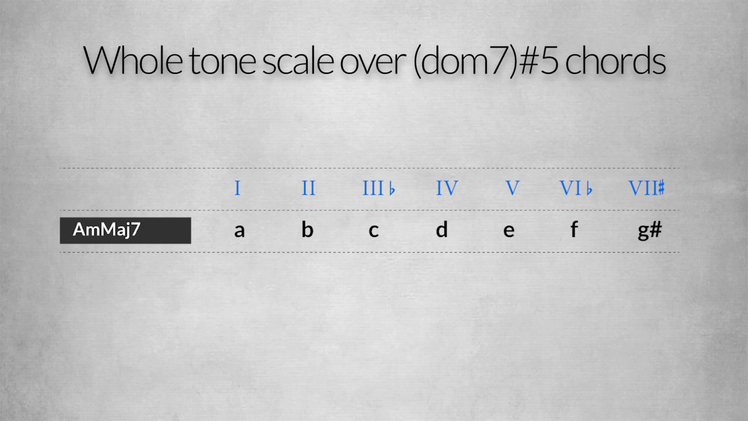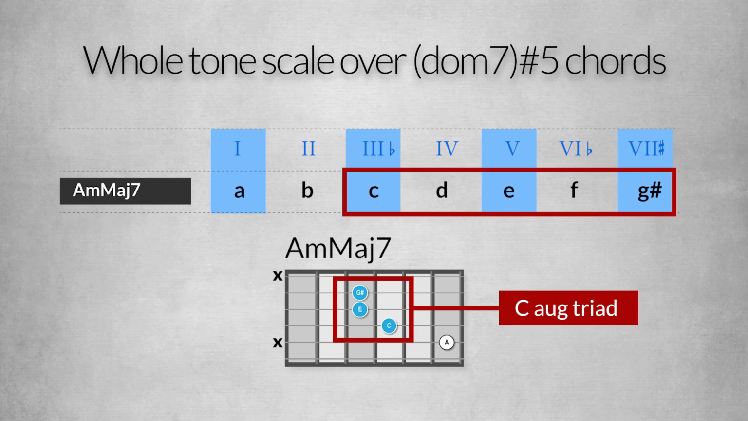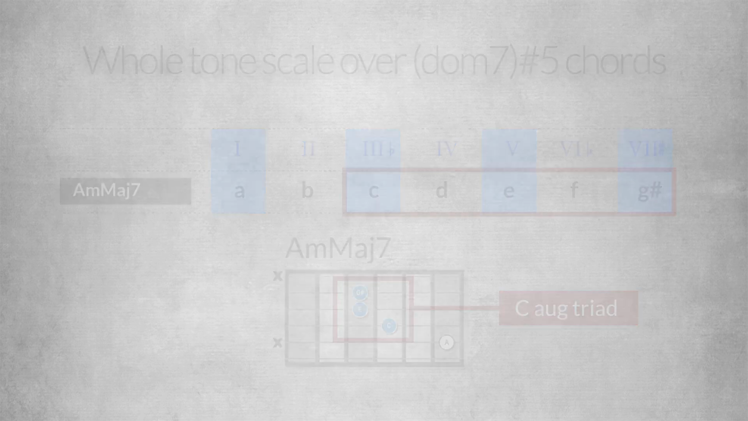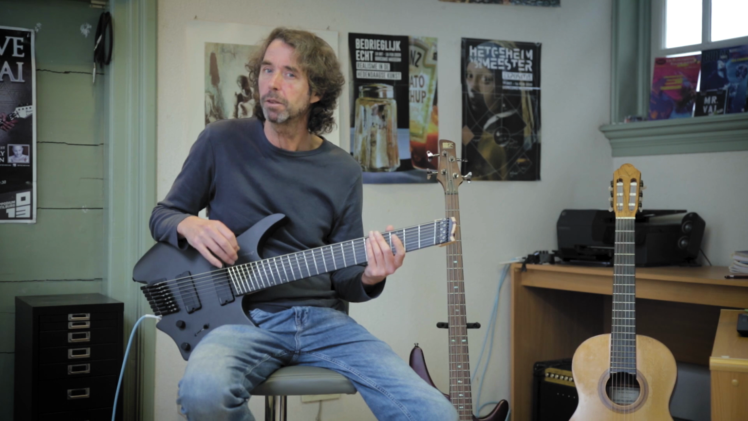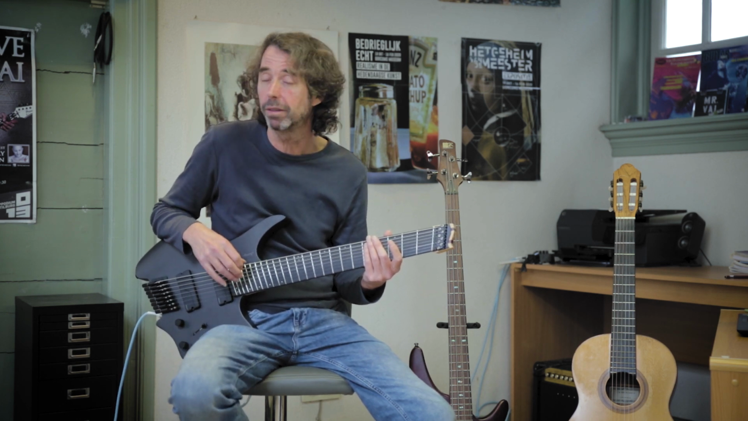Now analyzing this A minor major 7 chord shows us that the chord consists of the root note A, the minor 3rd C, the perfect 5th E and the major 7th G sharp. Now the top 3 notes of this chord form a C augmented triad. So this makes it possible to do some interesting things with the C whole tone scale because the chord on the 1st degree of the C whole tone scale is an augmented chord.